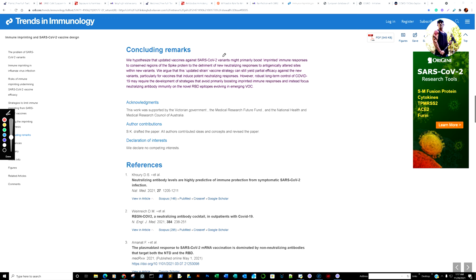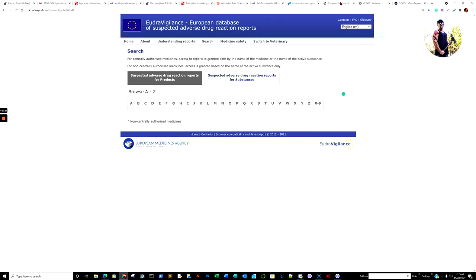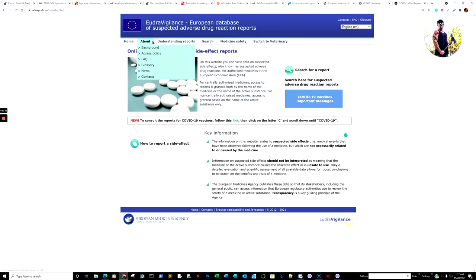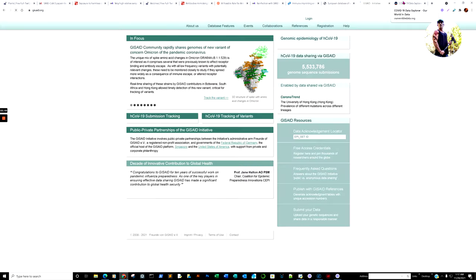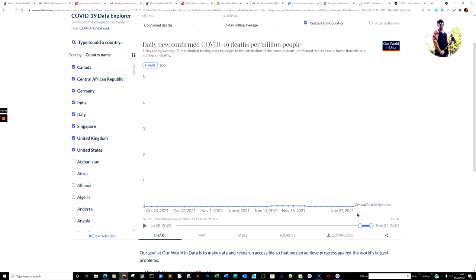All right, and that is it for our research articles. Again, a little detailed, a little scientific, but it raised a lot of questions. And now we are going to go into our data, and we'll be using the European database, EudraVigilance, the GISAID, obviously, which if it ever comes up, there it is, and Our World in Data, which we showed you before, Omicron or whatever it is. Let's just look at this real fast.